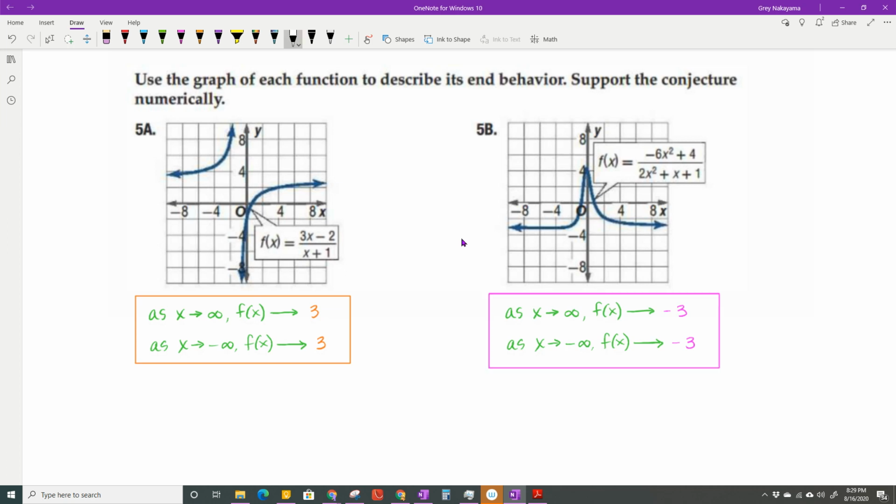So as x goes to the right, the arrow is going to -3 and the left arrow is going to -3. And that is all you have. So I hope you appreciate the shortness of that video.